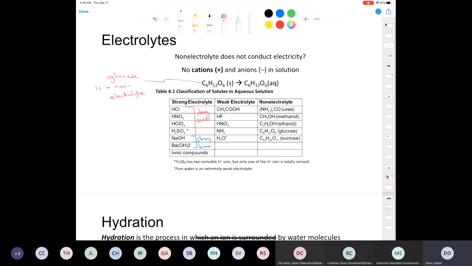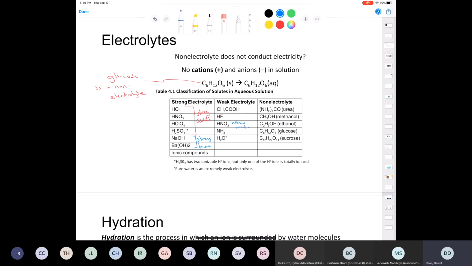Okay, let's move to the next column, which deals with weak electrolytes. The first one we already saw, acetic acid. It's a weak electrolyte. It only partially dissociates in water. We have HF. HF is hydrofluoric acid. It is a weak acid. The next one is HNO2, which is nitrous acid. I'll even put the name in, so nitrous acid.